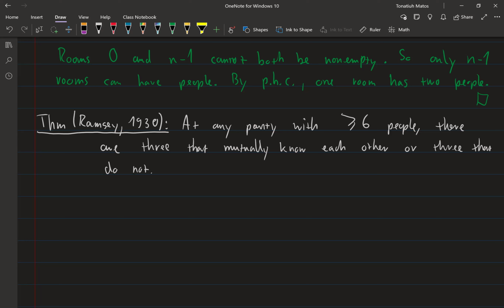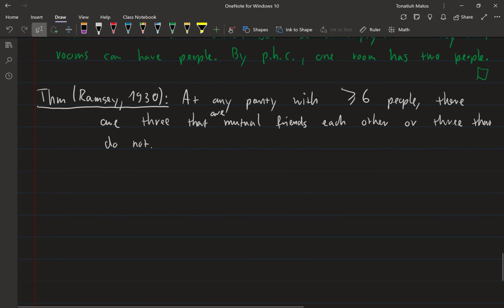Sorry, friends. Again, the knowing that are mutual friends. Now, this might seem obvious. Well, of course, either you're friends or you're not. What is the trick? We want 3 that have the same relation between them, 3 at the same time, right? Now, let me tell you why this is false for 5 people.